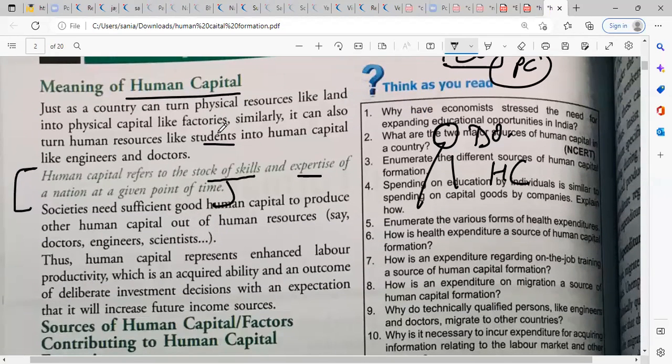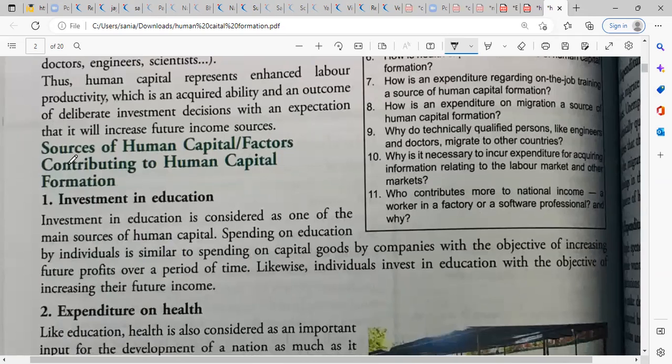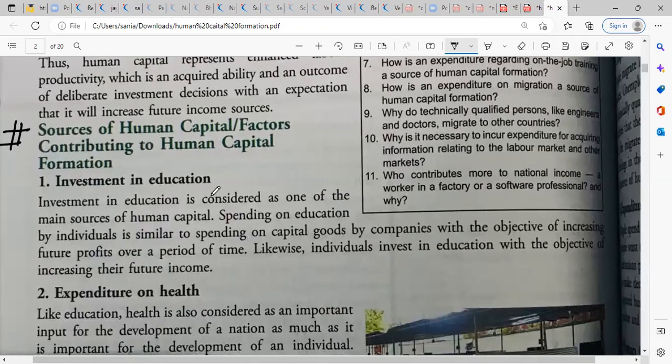Yes, ma'am. Okay. Now, next is how you will get human capital. Of course, you need to make some efforts. So, sources of human capital, or the factors that contribute to human capital. First is investment in education, right? Until and unless you educate this person, how will he be converted into human capital? So investment in education is considered one of the main sources of human capital.